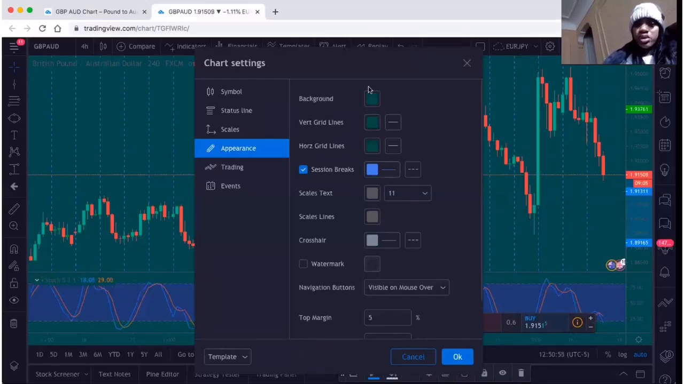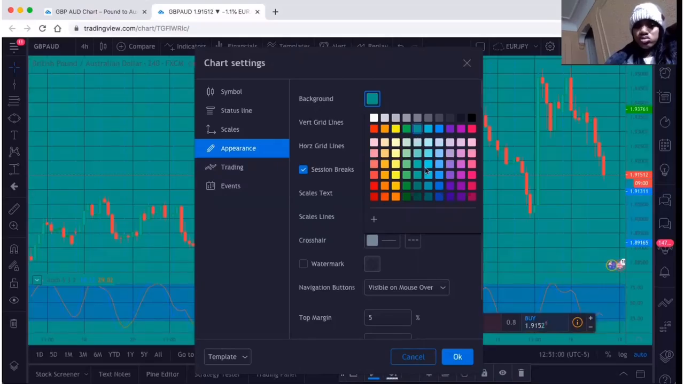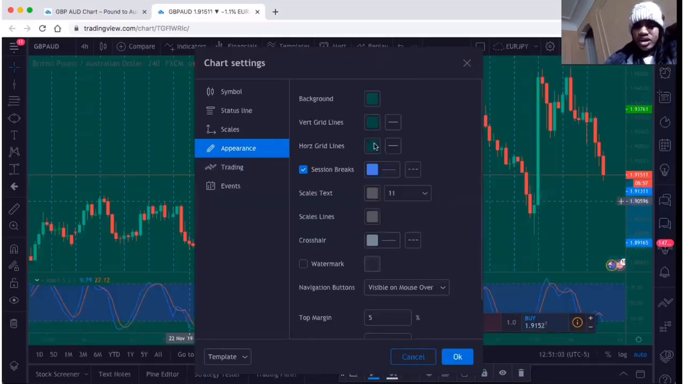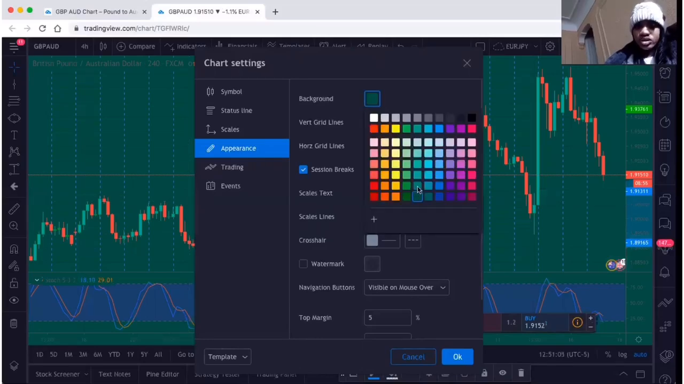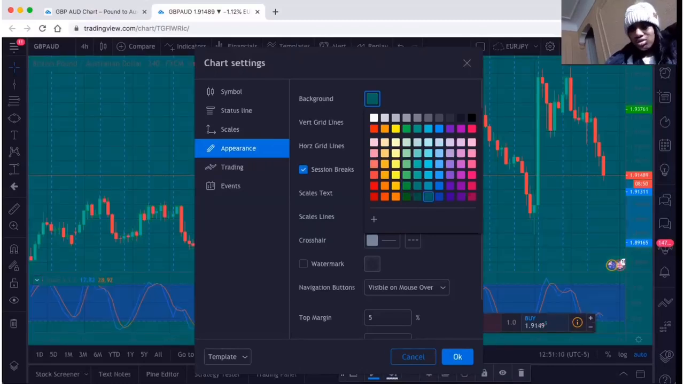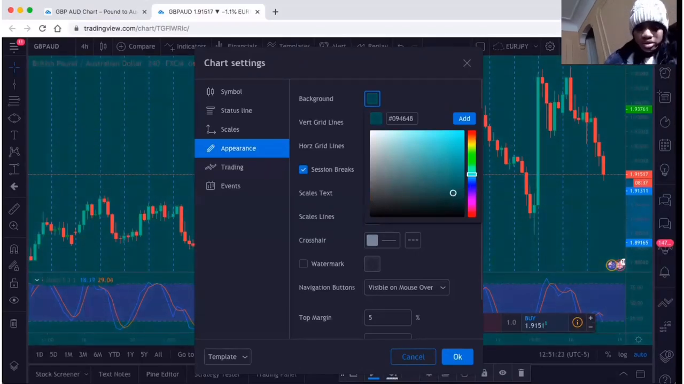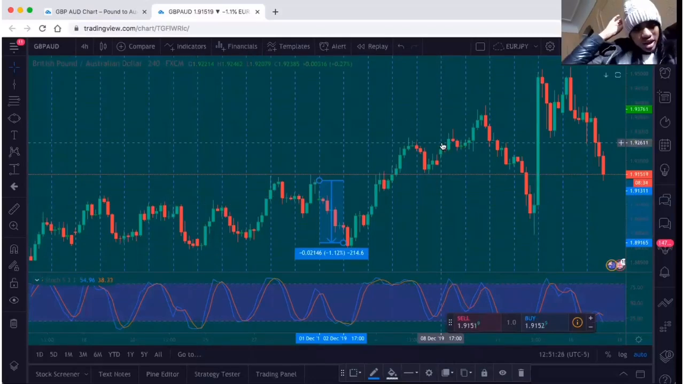If you want to change the background, you go to this yellow. I don't like that. I don't know what my green was. Was it? No, it wasn't that. What the hell? Okay, that's as close as I'm going to get. No, I don't like this. I don't like this at all. There we go. Hold on. There we go. But yeah, that's basically it, everybody. That's basically setting up your TradingView.